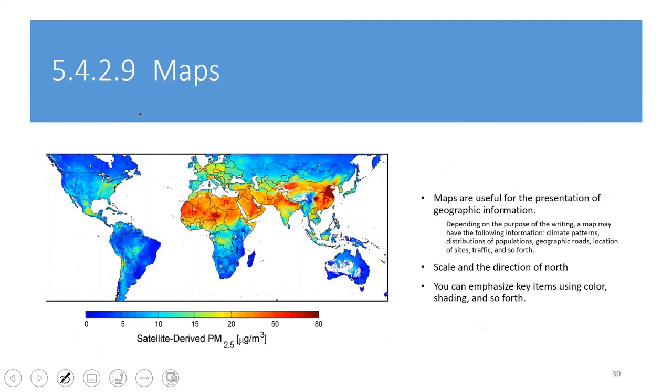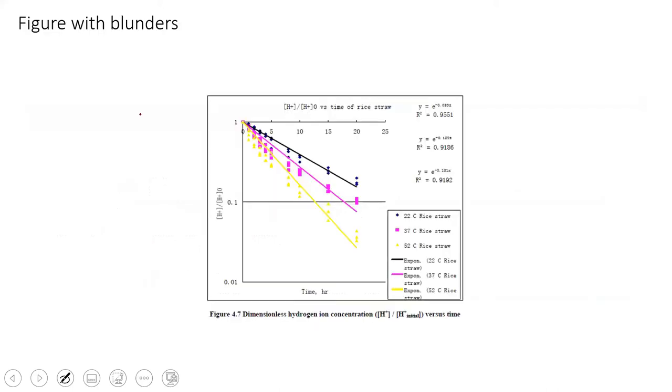A map is not often used unless you deal with global ambient air or something. Anything related to international, you may need this map. Based on the principles I introduced, what kind of mistakes do you see here? I think first, this color is not needed, right? Look at the yellow one on the background of white. It's very unclear. You cannot see the yellow one. When you print it out on a piece of paper, you cannot see it either.